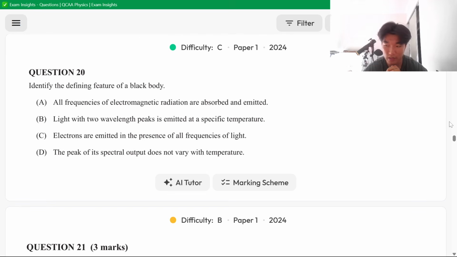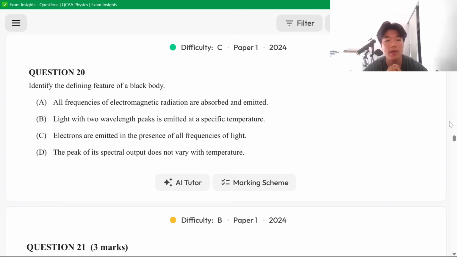It's not 2 wavelength peaks. I'm pretty sure there's only 1 peak on the blackbody radiation graph. Electrons are emitted in the presence of all frequencies of light. Electrons? I don't think electrons are emitted. It's photons.